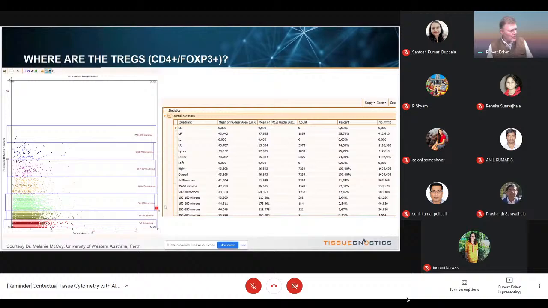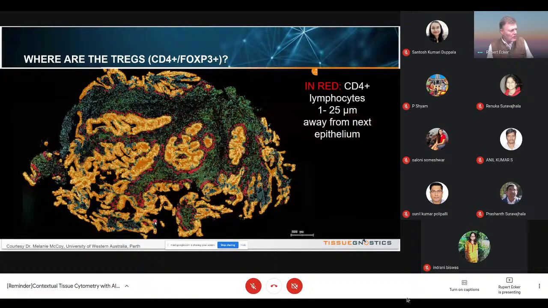The quadrant statistic shows us that we have in total 7,234 cells, and 2,267 thereof, or 31.3%, are in the first gate, which indicates a distance of 1 to 25 micrometers. Now we can use this backward connection feature that I've introduced earlier to visualize. Here in orange, we see the tumor area. And in red, we see those and only those cells which are CD4 positive and immediately outside the tumor, not further away than 25 micrometers. Or here, 25 to 50, 50 to 100, and so on.